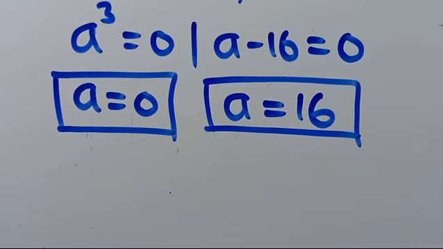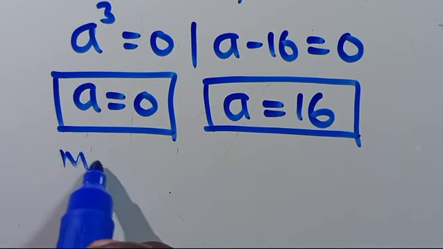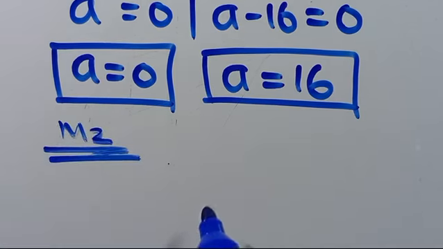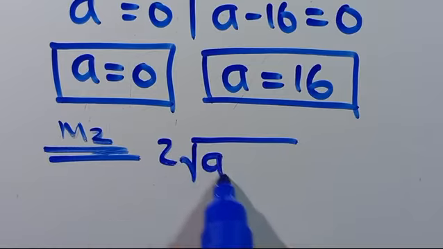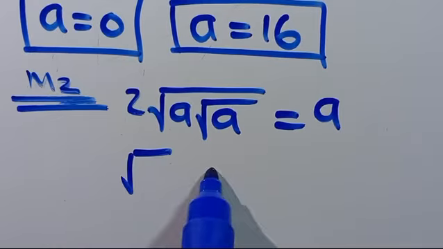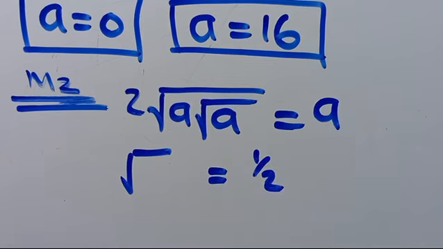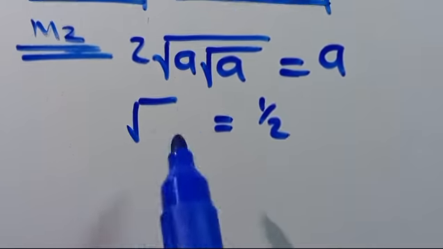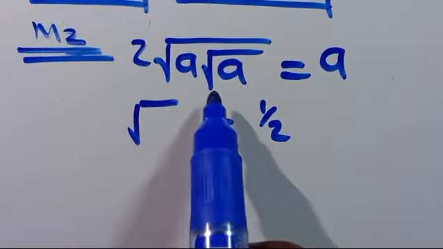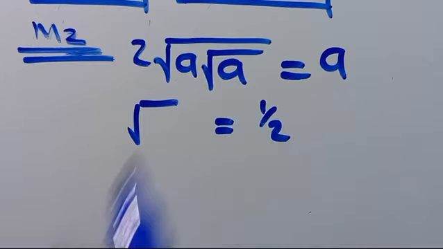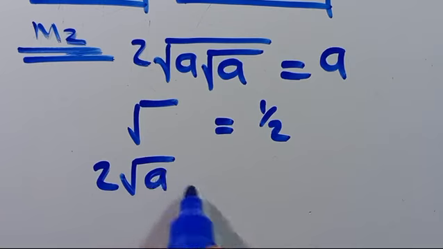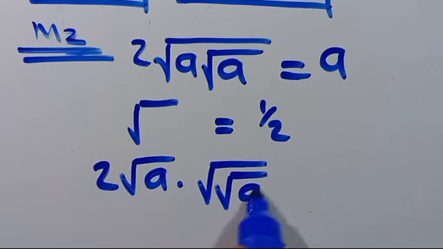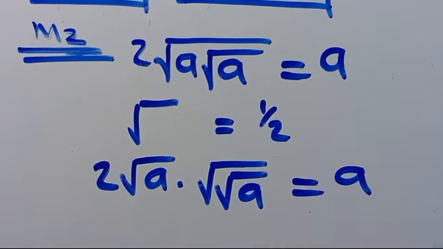By applying the second method, method 2, given we have 2 multiplied by root a into root a equals a, we have to take note of one thing: anytime we have roots, it equals the power 1 over 2. Now this particular a has how many roots? 1. This particular a has how many roots? 2. So if we want to simplify, we can have this as 2 multiplied by root a multiplied by root a, then equals a.